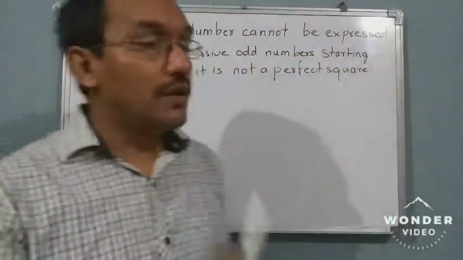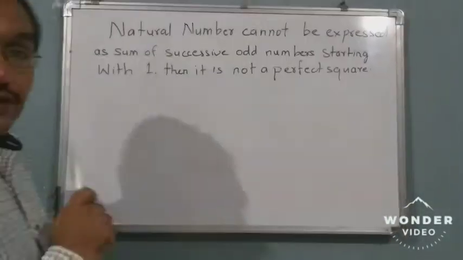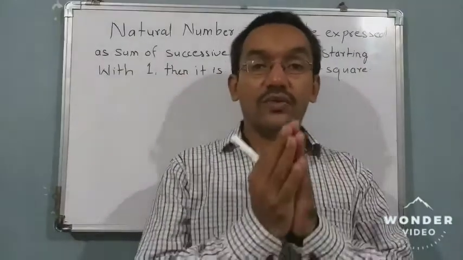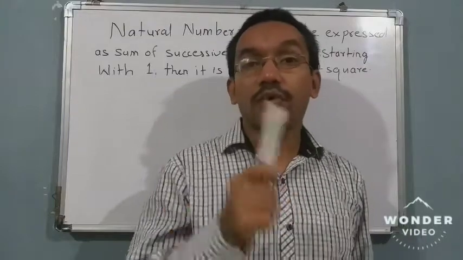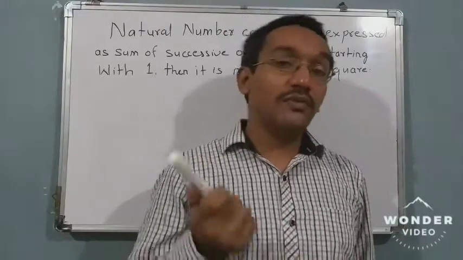Hello students. Today's topic is natural numbers: whatever the natural number is, you have to find whether the given number is a perfect square or not. जो number दिया है वो square है कि नहीं ये पता लगाना है. For that we are using one property.